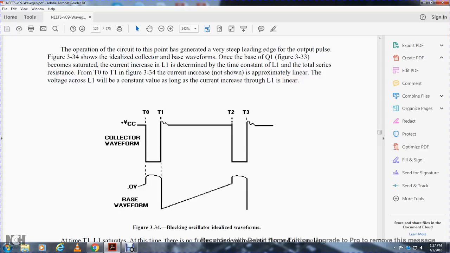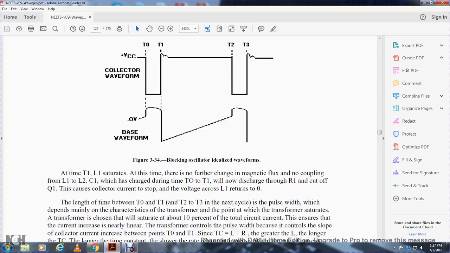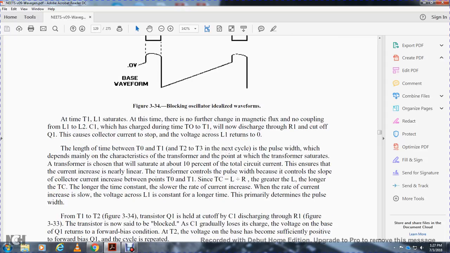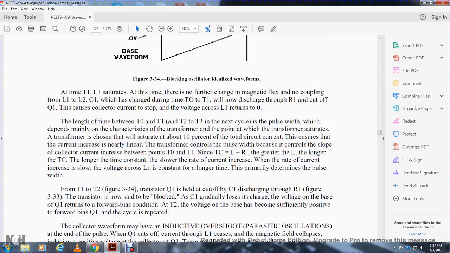The collector waveform shows voltage and current at collector times 0, 1, 2 and 3, above the base waveform. At time 1, inductor 1 is saturated. There is no further change of magnetic flux and no further coupling between inductor 1 and inductor 2. Capacitor 1, which charged during time 0 to time 1, will now discharge through resistor 1, cutting off transistor 1. Collector current stops, and the voltage across inductor 1 returns to 0.